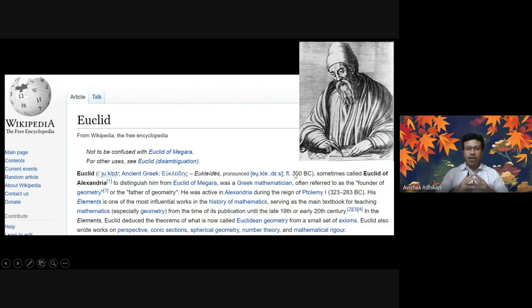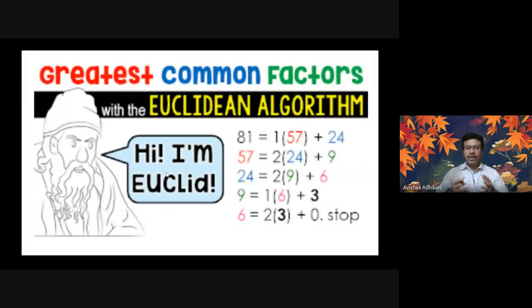But he did lots of basic things, and he is considered to be the father of geometry. You all heard about the term Euclidean geometry. So he is a famous guy. Let us try to explain how the GCD could be calculated. This could be a very simple GCD calculation, suppose the GCD of 81 and 57, and that can be done very easily. That you all know.